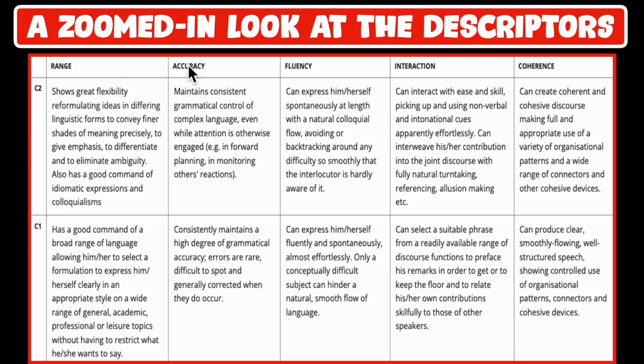You can see that we assess learners under the criteria of range, which talks about the lexical range or the vocabulary; accuracy, which talks about grammatical accuracy; fluency, which is how smoothly and naturally people talk and whether they can continue at length. Interaction talks about the ease with which we interact with people, and coherence talks about the overall organization and connectedness of our speech, whether people can easily follow what we are saying.